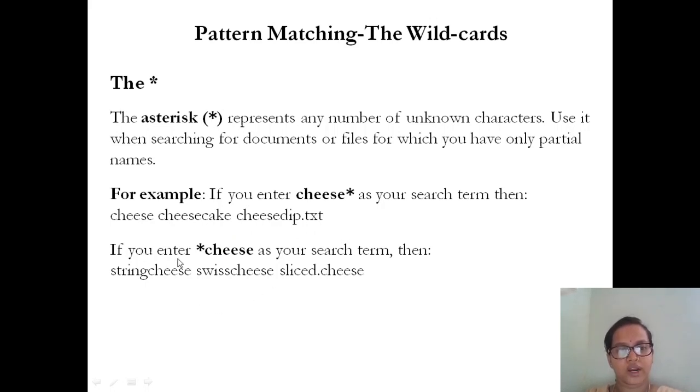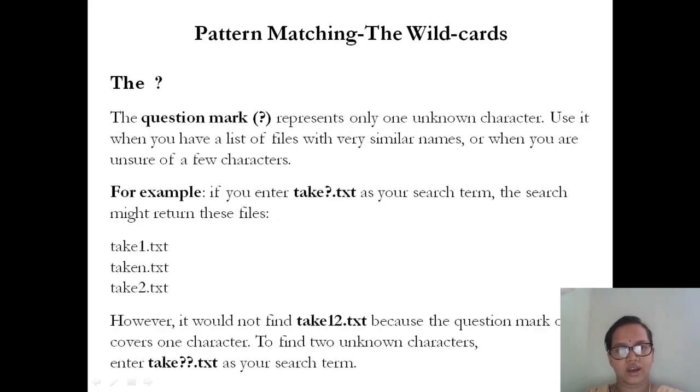If you enter the same command with the asterisk first and then cheese, you can search for a term where the prior string can be anything, but it should end with cheese only. This is how you will get the output.